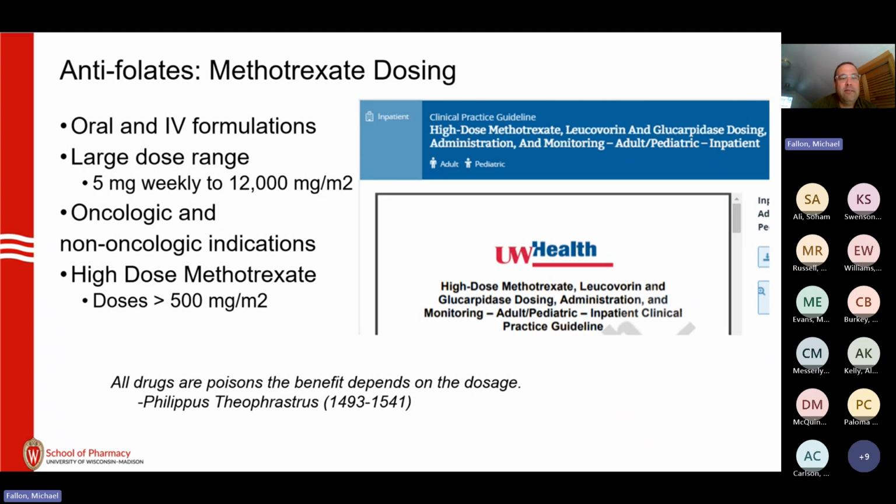So oral and IV, so large dose range, 5 milligrams weekly for arthritis, all the way to 12,000 milligrams per meter squared for sarcoma. There's onc and non-onc indications. The fellows will end up getting heme consults on methotrexate patients that are on it for a non-oncology indication. And then high doses greater than 500 mg per meter squared, all of those patients will be admitted. And then we have a clinical practice guideline for high dose methotrexate. So if you ever administer it, make sure to have that handy.